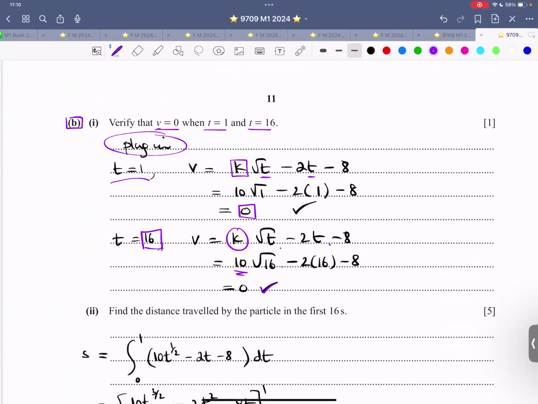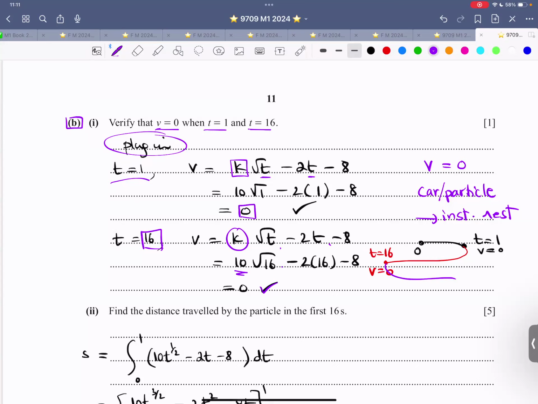So these are the two turning points. When v is 0, that means the car or the particle, whatever that is, comes to instantaneous rest, right? Now, why do we need it? We need it because, let's say, the particle was at O. It went to this point. When t is 1, v is 0. Then it will turn around and go in this direction. When t is 16, v is 0. And then it will turn around in the other direction.